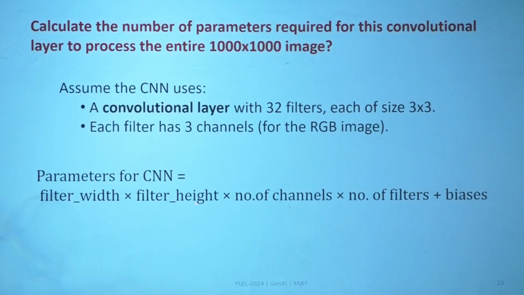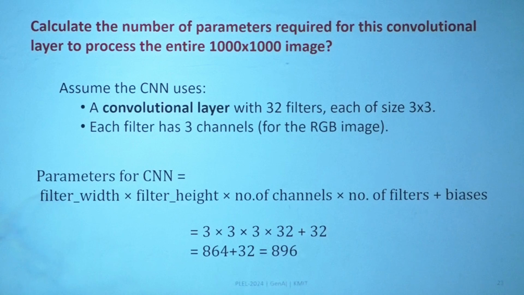Filter width and height multiplied by the number of channels, multiplied by the number of filters, plus additional biases. However many filters you use, that is the number of biases. Tell me what is the count? 3 into 3 into the number of channels. Sorry, 3 for a color image, and the number of filters, 32, plus biases, that's it.